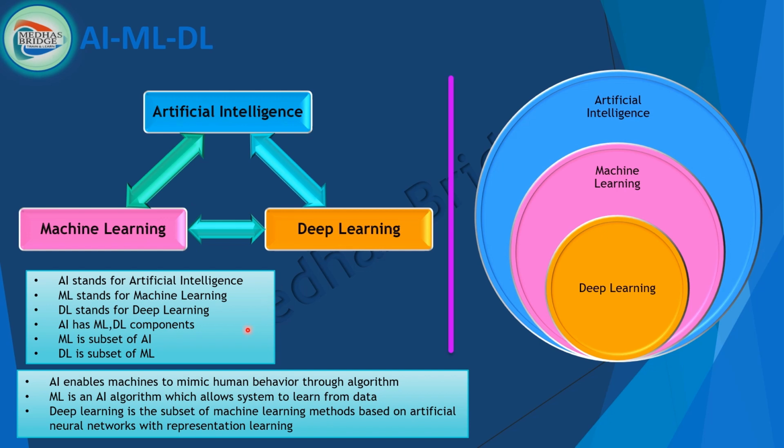Let me reiterate. AI enables machines to mimic human behavior through computer algorithms. ML is an AI algorithm which allows a system to learn from data. On the other hand, deep learning is a subset of machine learning, a method based on artificial neural networks with representation learning.